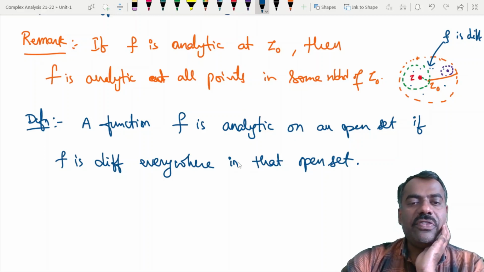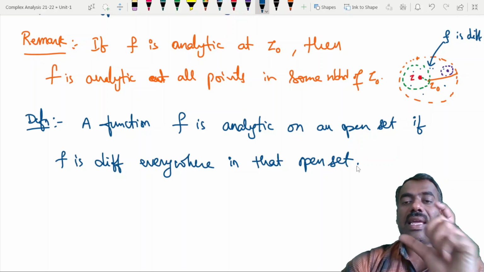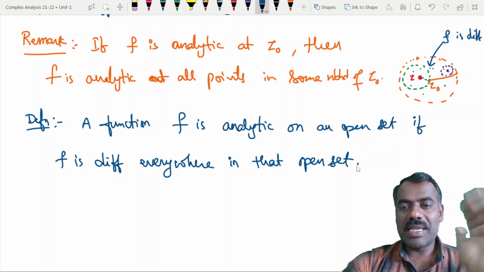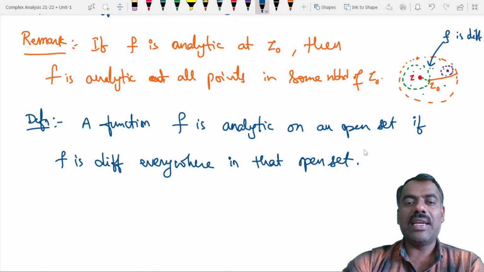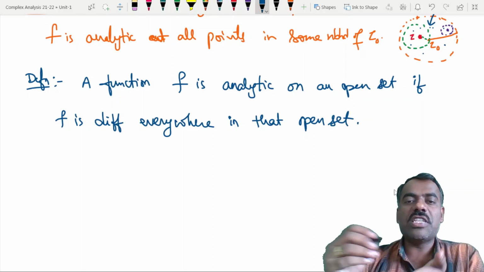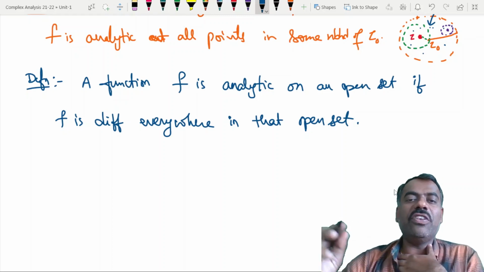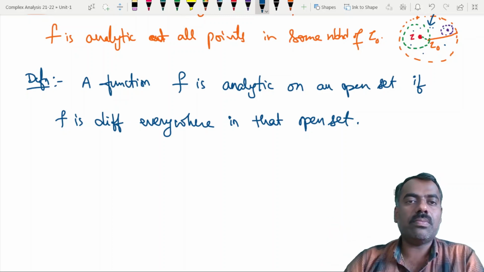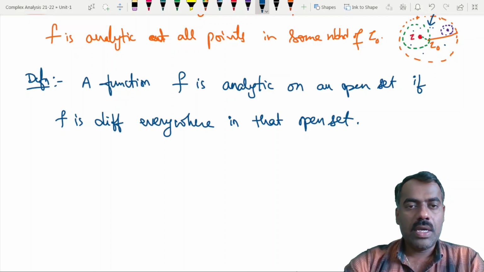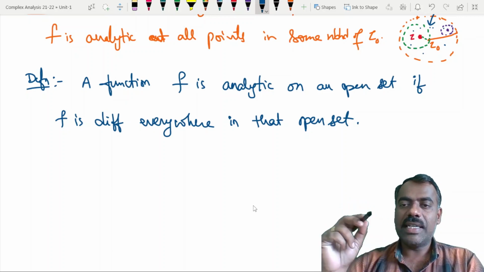And if we say that f is analytic on some set which is not an open set, then it is understood that there is some open set containing that set in which f is analytic. Whenever we say that f is analytic, it is always understood that there is some open set where f is analytic on that set. So you can take an open set containing that closed set.